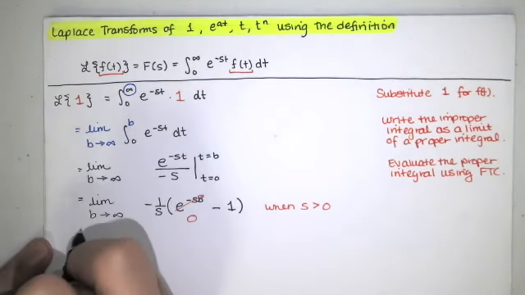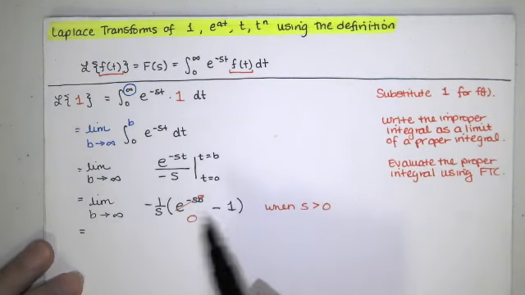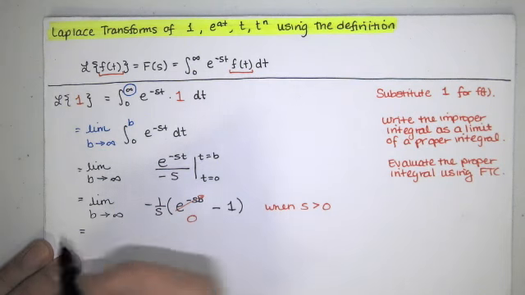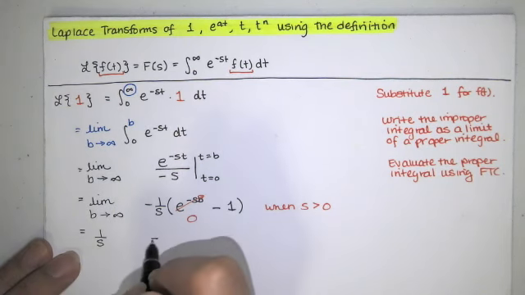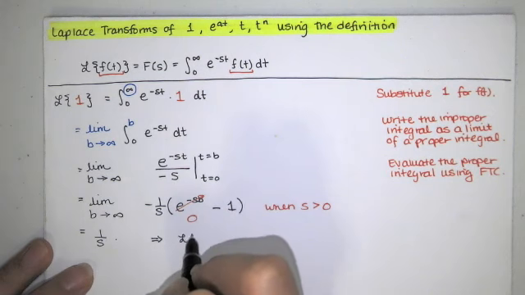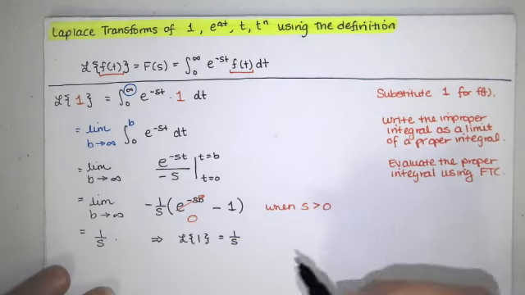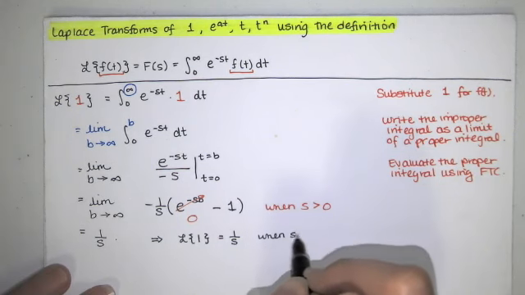So the Laplace transform of 1 is the value of this limit, which is negative 1 over s times negative 1, which is positive 1 over s. So the Laplace transform of 1 is 1 over s as long as s is greater than 0.